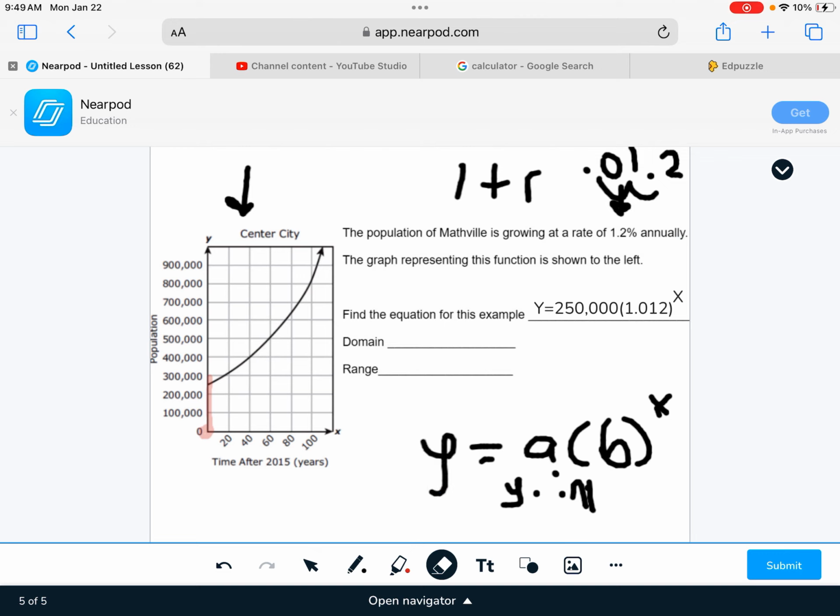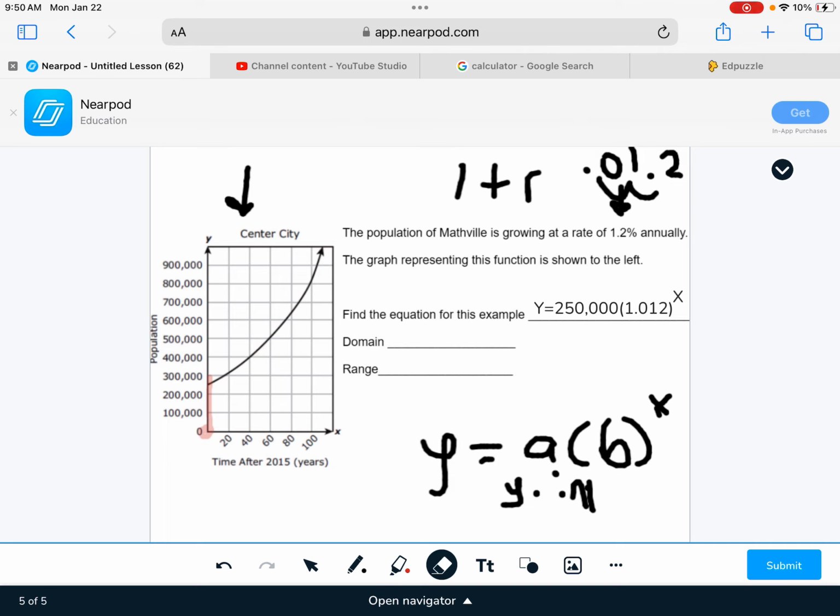Again, a is the y-intercept, b is the rate, that is either 1 plus r for growth or 1 minus r for decay, and in this case, it is growing, and then we raise it to an x. Make sure this is a decimal, okay?